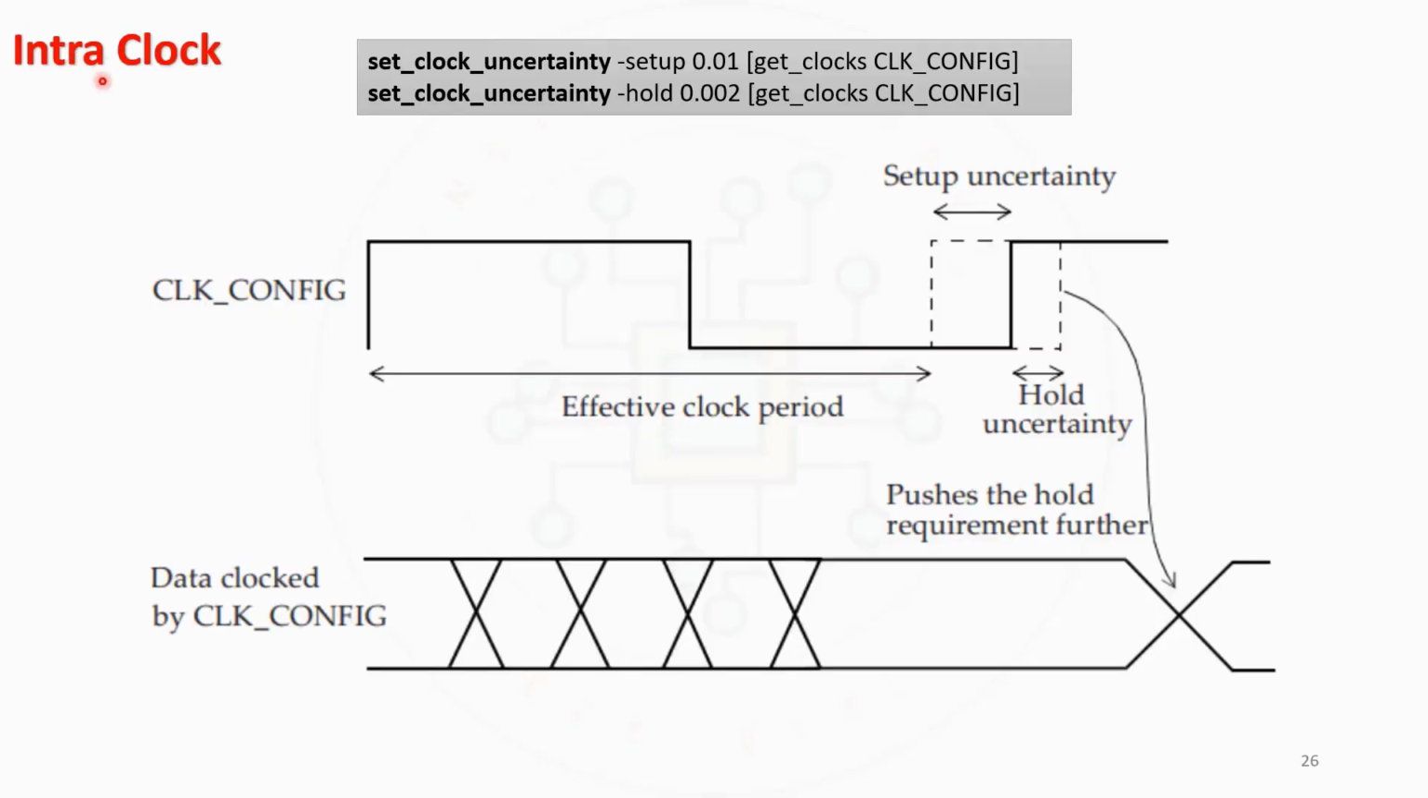Next, intra-clock. Here set_clock_uncertainty -setup, the setup uncertainty is 0.01 and it is get_clocks CLK_CONFIG. If it is hold, it is 0.002. As it is intra, only one clock will be there that will be applied to two different clocks. Here that name is CLK_CONFIG. So this is the setup uncertainty, which is 0.01, and this is the hold uncertainty, which is 0.002.